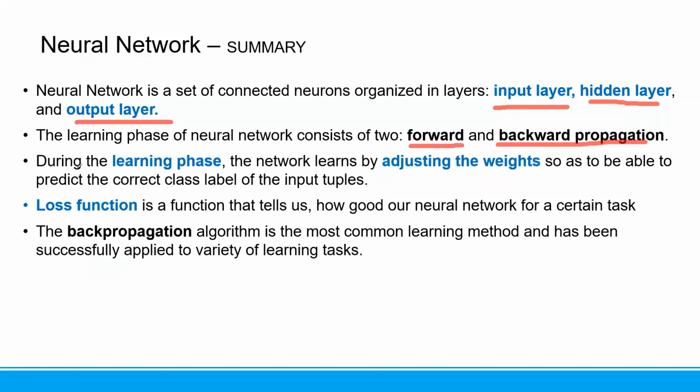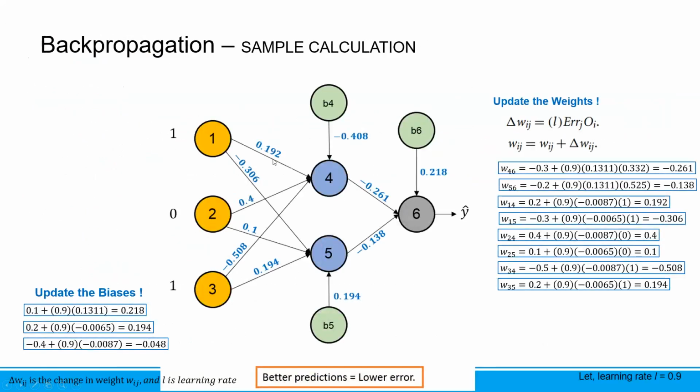Whenever we use the neural network during the learning phase, the network learns by adjusting the weights. So we know weights from the previous section. Here are the weights. They will always be adjusted to find the best weights in order to give the prediction.